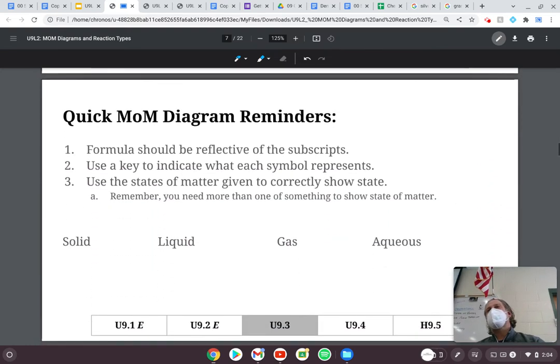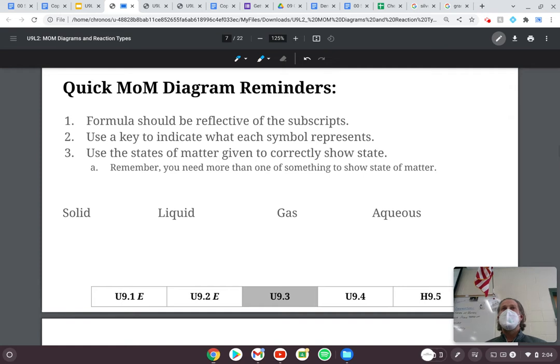Oh, I got ahead of myself. Some model of matter diagrams. Your formula should be reflective of the subscripts. We just talked about that at the beginning of this lesson. You need to use a key to indicate what each symbol represents. Make sure that's something you're able to do. And the states of matter are something that you should be able to show when drawing.